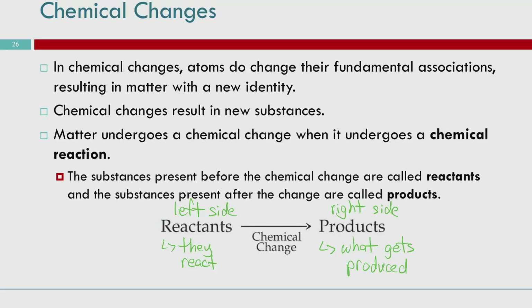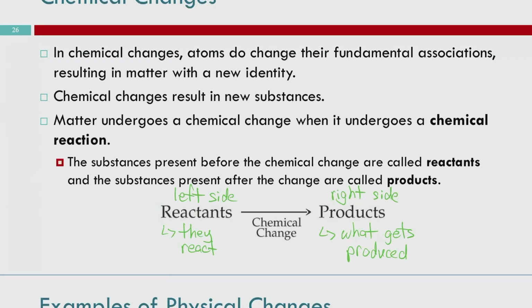I will often say left side, right side, reactants, products. I'll use those terms sort of interchangeably. Left side's reactants, right side is products. And you can have one reactant and one product. You can have two reactants, two products, any mixture of numbers of reactants and products.